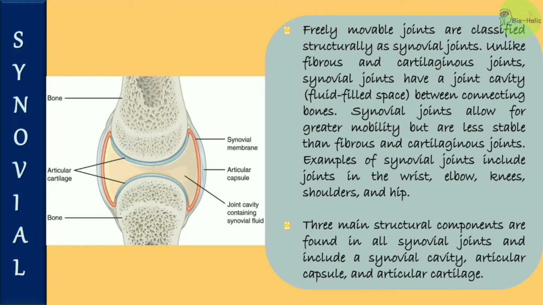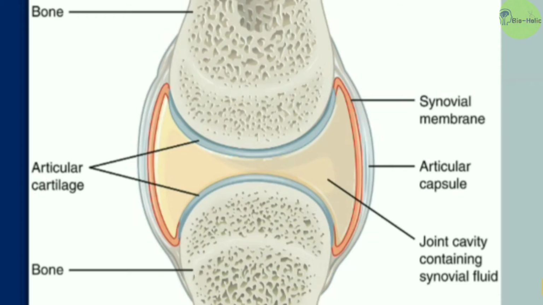Examples of synovial joints include joints in the wrist, elbow, knees, shoulder, and hip. Three main structural components are found in all synovial joints. Those are the synovial cavity, articular capsule, and the articular cartilage. This is the structure of a typical synovial joint.